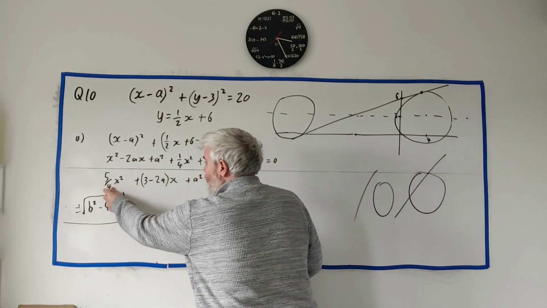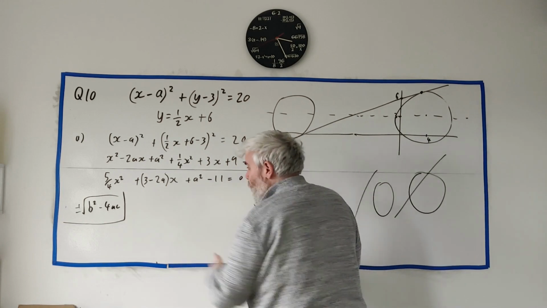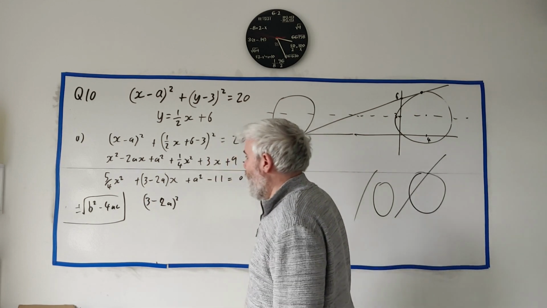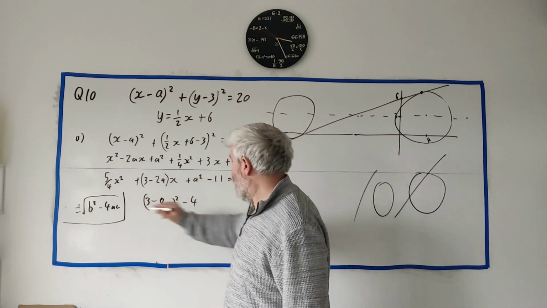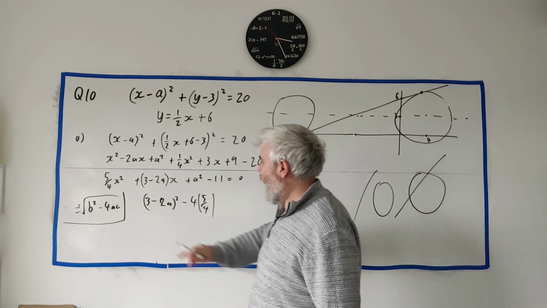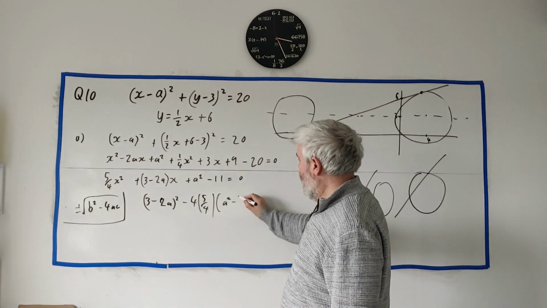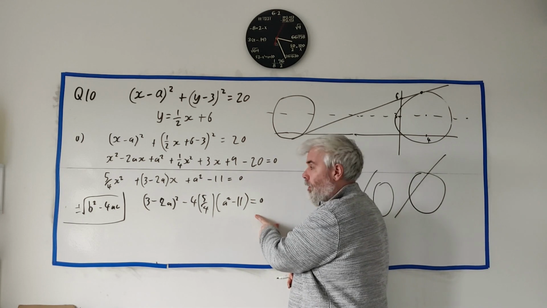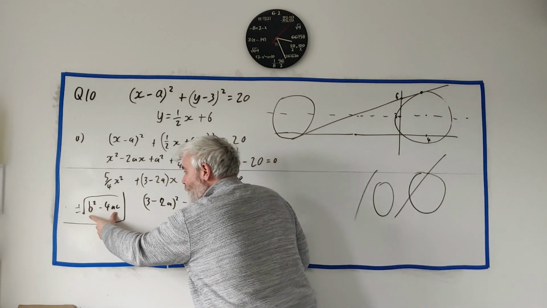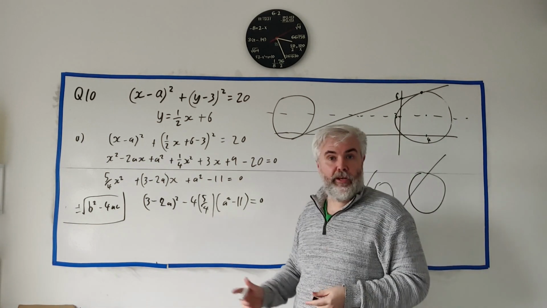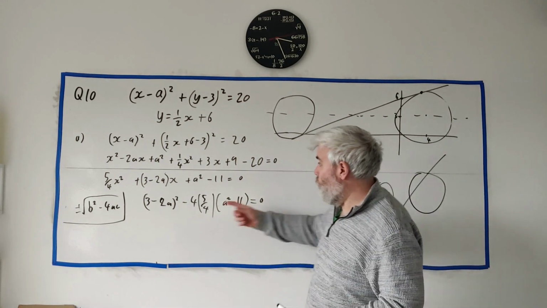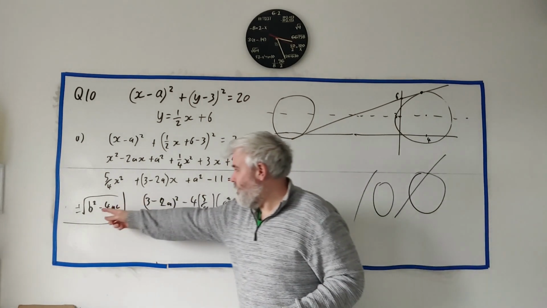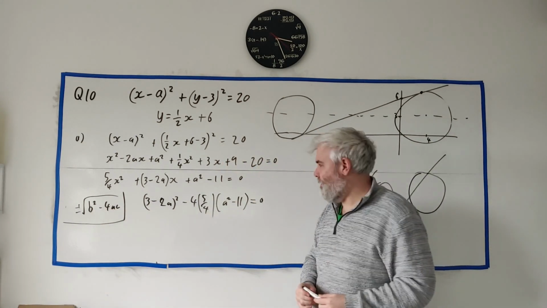And we have a is here, b is here, and c is here. So we can go ahead and do that. B squared is 3 minus 2a squared minus 4 times a, this is 5 over 4, times c, which is a squared minus 11. All that equals 0. I'm not going from here to here. I'm using the knowledge that this has to be 0 to make a whole new quadratic equation. Okay, and look, there's only one thing we don't know. We can solve this. So I didn't go from here to here. I used this knowledge to go from here to here. I hope that's clear.